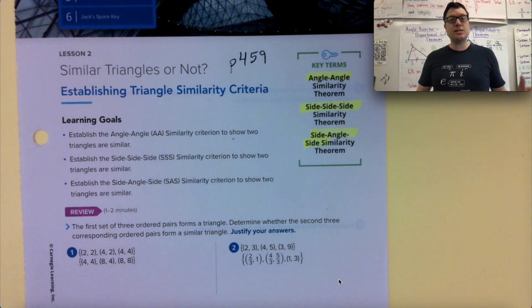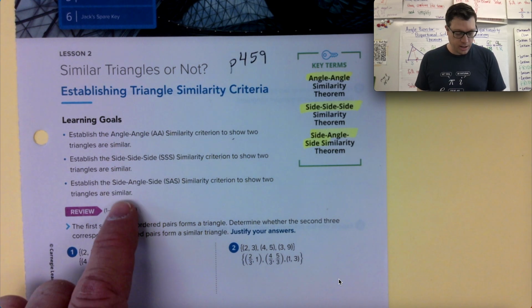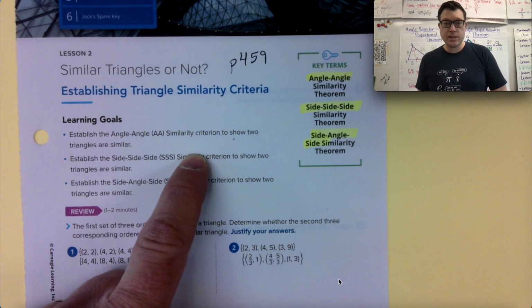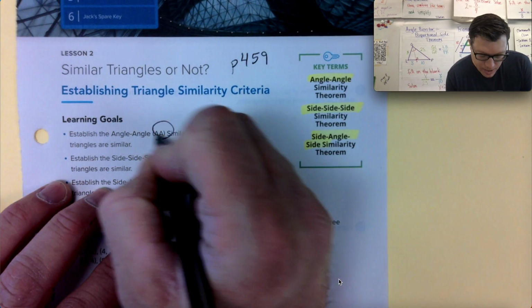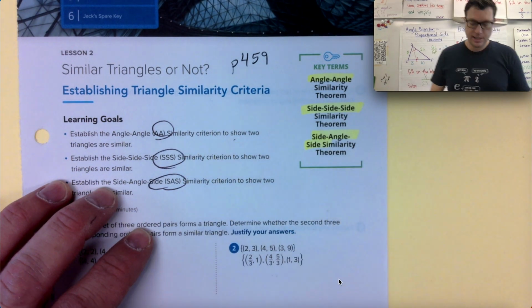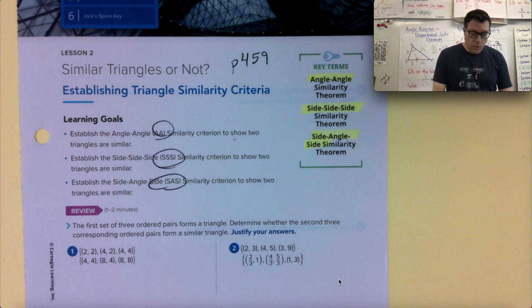So in this lesson on this string of videos, we're going to establish the angle similarity criterion, the side similarity criterion, and the side angle side, abbreviated as AA, SSS, and SAS, and I can't believe my circle did that. Okay, let's talk about some review questions though.